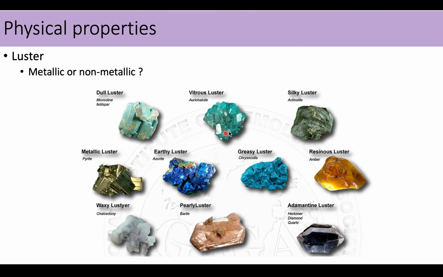So for example, here we have a metallic mineral. These 2 are metallic. This is metallic, whereas these others are non-metallic. So for example, these 2 are not reflecting light.